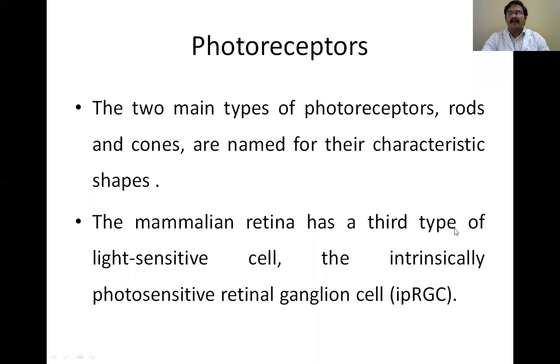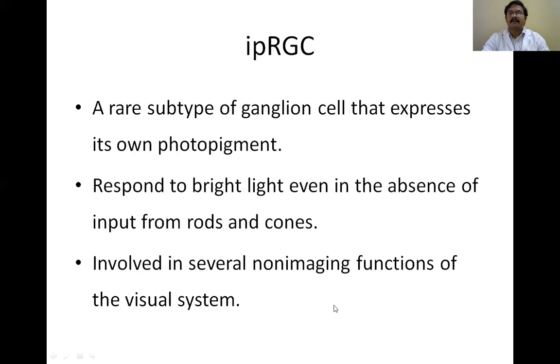The mammalian retina has the third type of light sensitive cell, that is called the intrinsically photosensitive retinal ganglion cell. It is IPRGC, the abbreviated form of the intrinsically photosensitive retinal ganglion cell. What are the characteristics of the intrinsically photosensitive retinal ganglion cell? It is a very rare subtype of ganglion cell that expresses its own photopigment, called melanopsin.